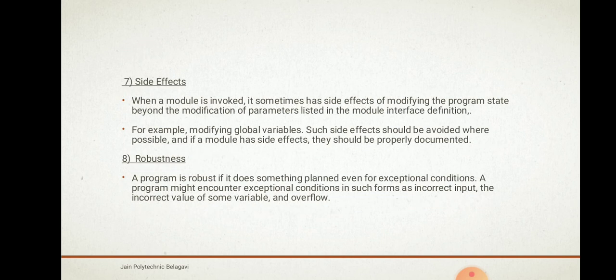The seventh one is side effects. When a module is invoked, it sometimes has side effects of modifying the program state, for example, modifying a global variable. Such side effects should be avoided wherever possible. The eighth one is robustness. A program is robust if it does something planned even for exceptional conditions. A program might encounter an exceptional condition in forms such as an incorrect value of some variable or an overflow.